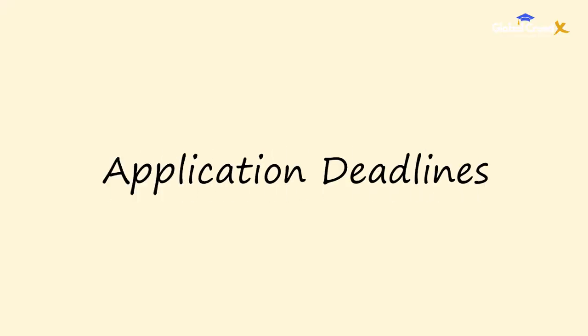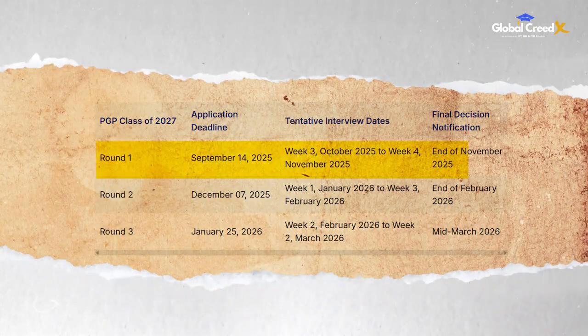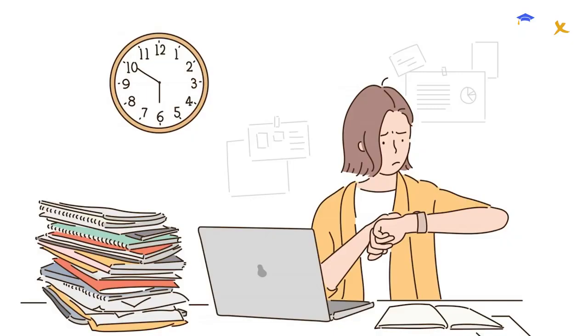Then comes the application deadline. You should be aware that there are 3 deadlines in ISB. One in September, the second one in December, and the third one in January. You have to make sure that you apply to ISB well in time. Don't do that last minute rush. At least a week prior, you should be done with your application. And finally, it's about profile building.